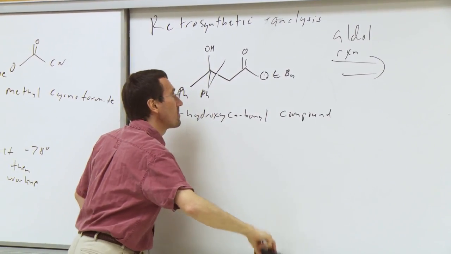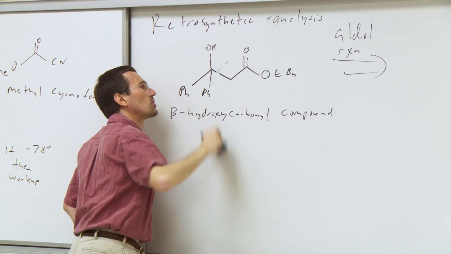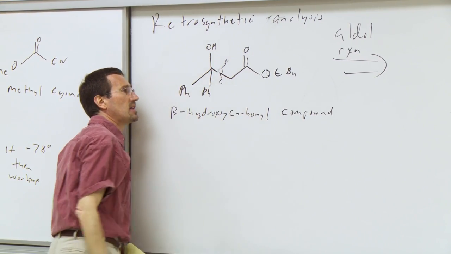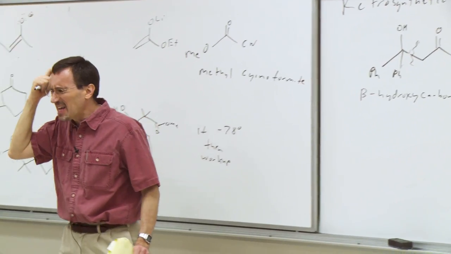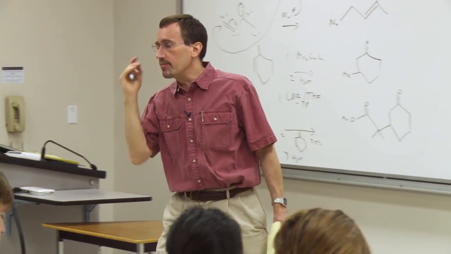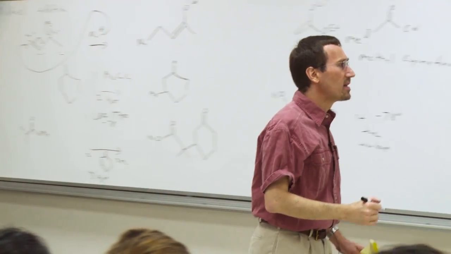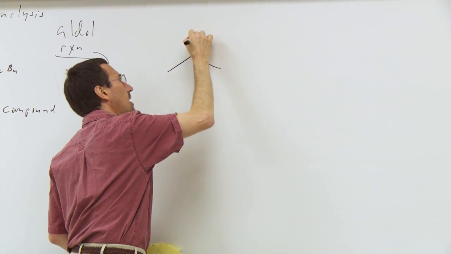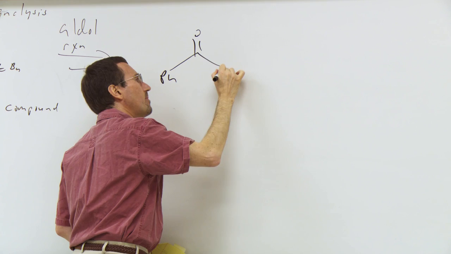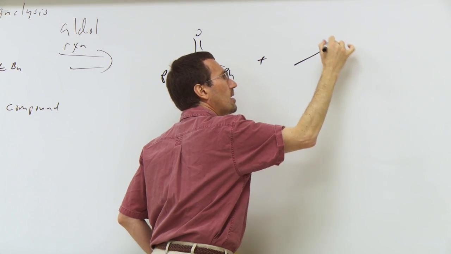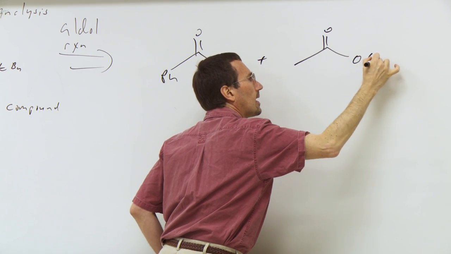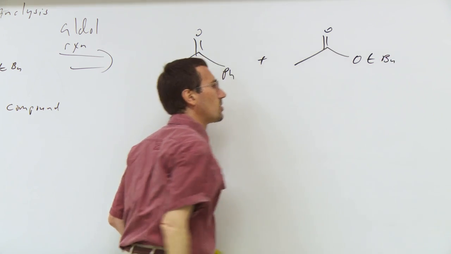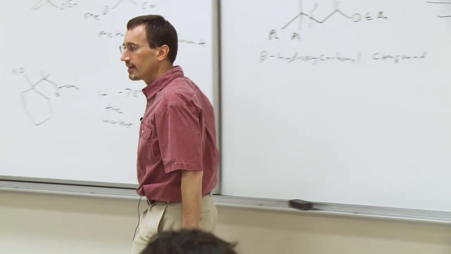And I'll just draw a little squiggly line through here just to indicate that in my mind's eye, in thinking backwards, I'm thinking about breaking that bond, and you can say, oh yeah, all right, that molecule can come from benzophenone and tert-butyl acetate.